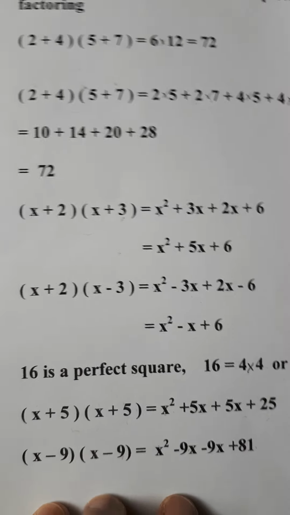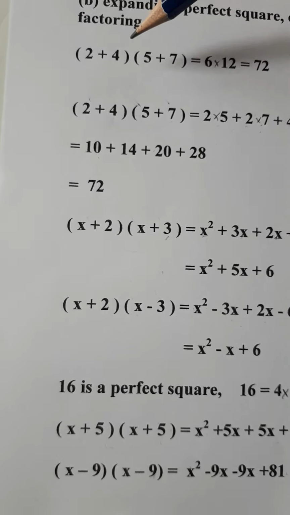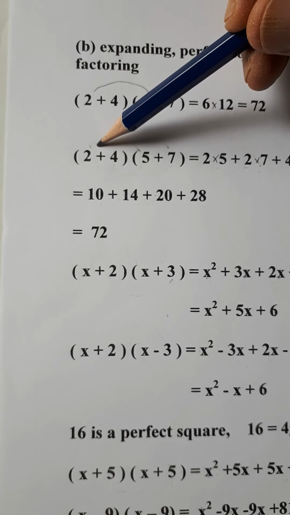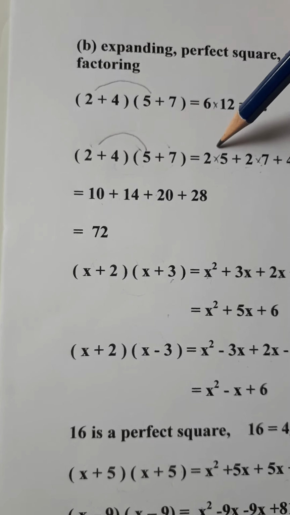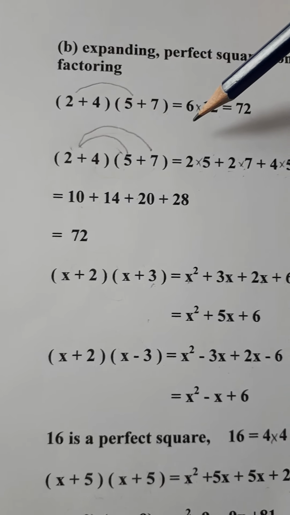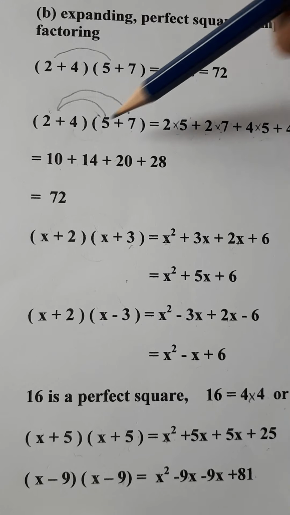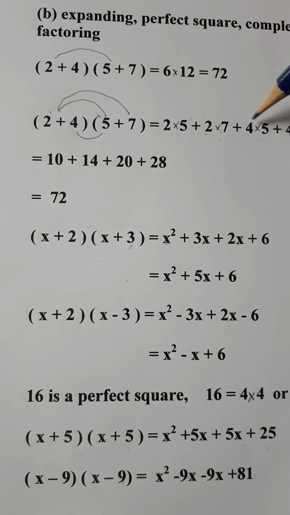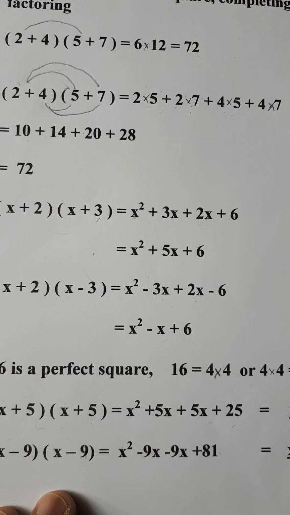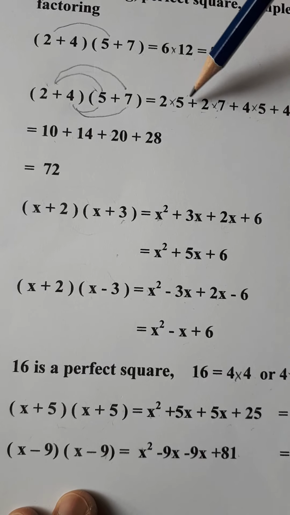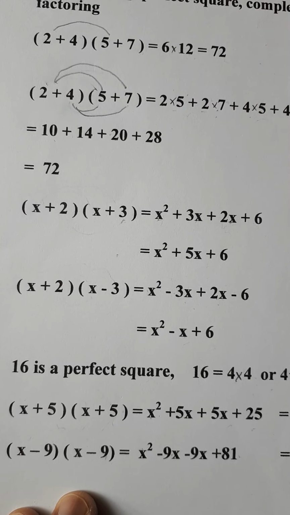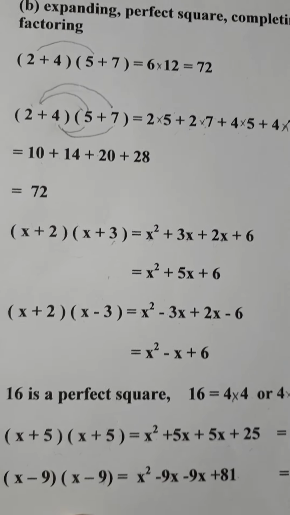Carefully look at this. You can first multiply 2 and 5. Plus, then you multiply 2 with the 7. And then let's go to the bottom. 4 times 5 and 4 times 7. And then separately add the results. 2 times 5 is 10. 2 times 7 is 14 and so on. And you get 72. So same results as before.